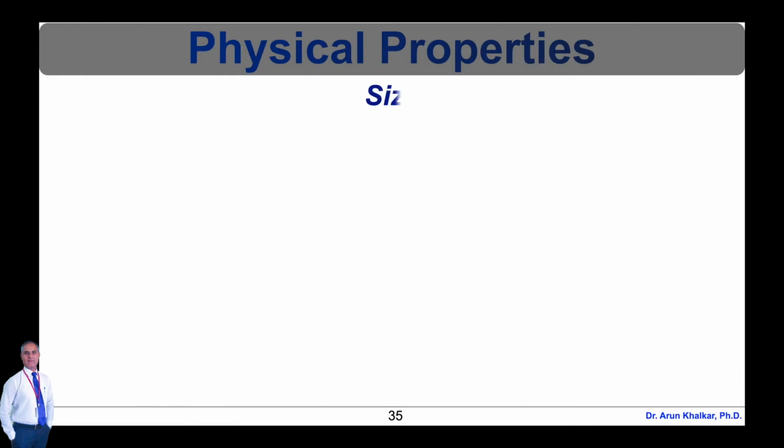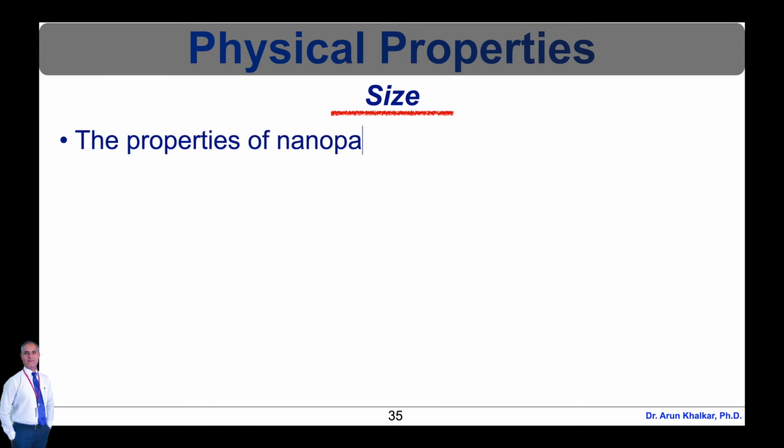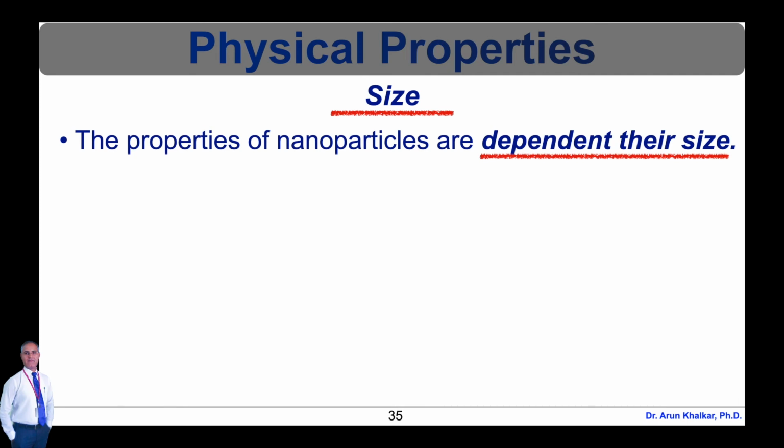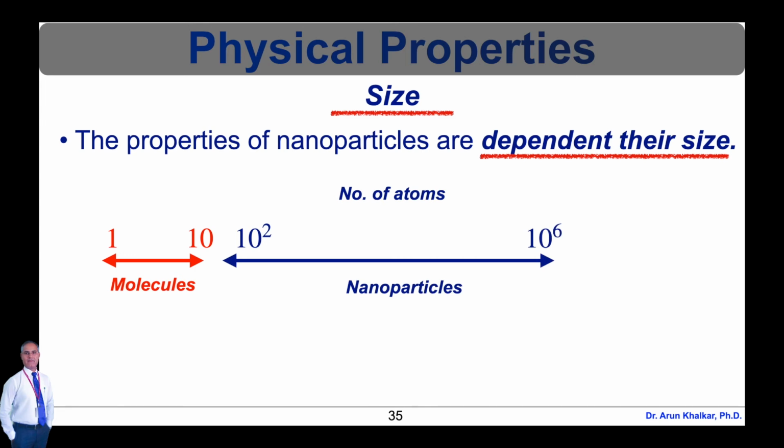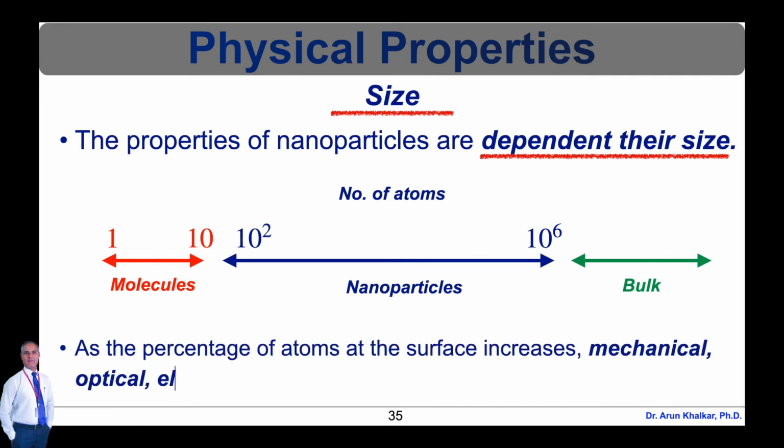The properties of nanoparticles are dependent on their size. Molecules, nanoparticles, and bulk materials can be distinguished by the number of atoms comprising each type of material. Note these are very approximate numbers. As the percentage of atoms at the surface increases, mechanical, optical, electrical, chemical, and magnetic properties change.